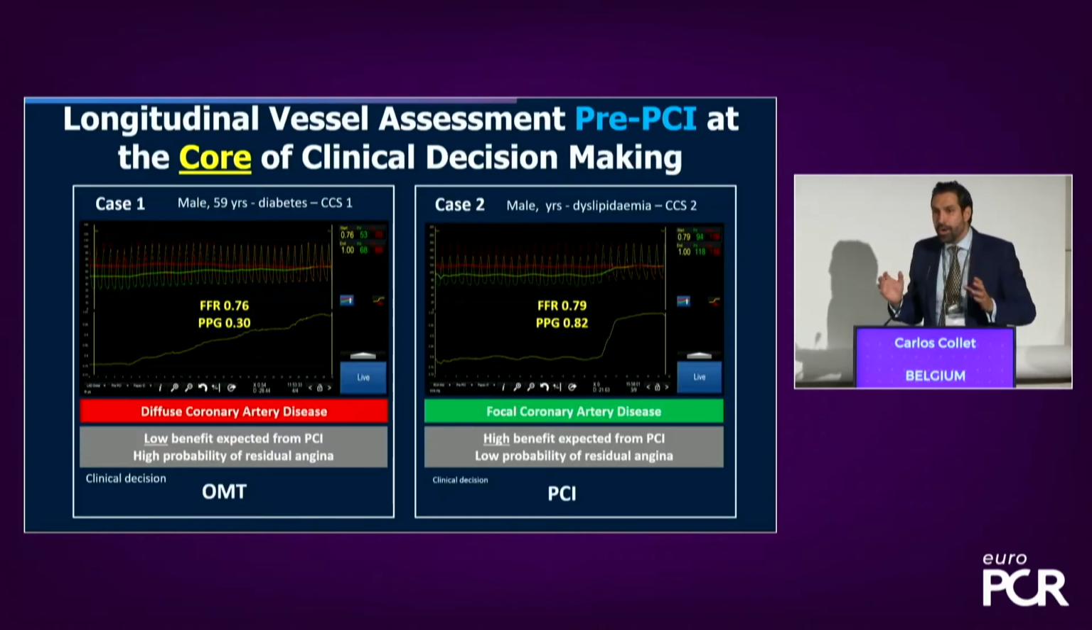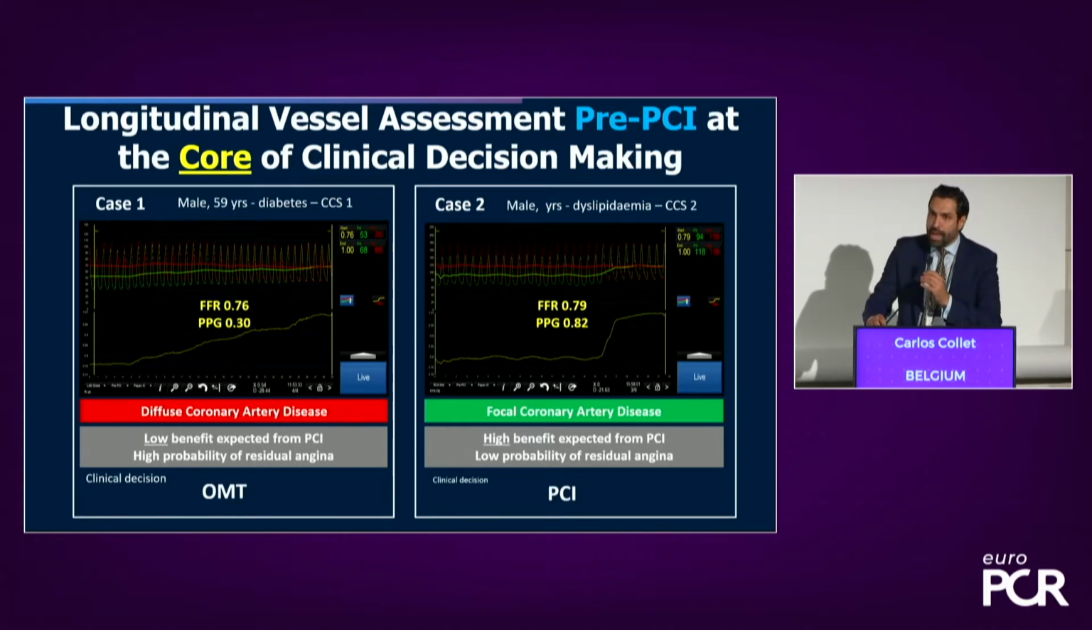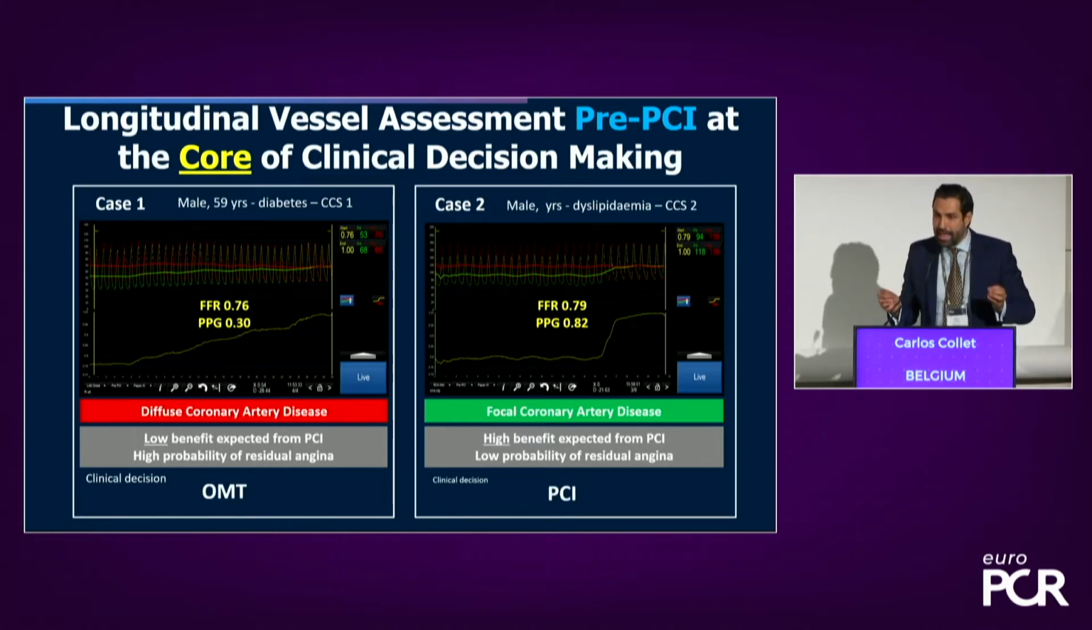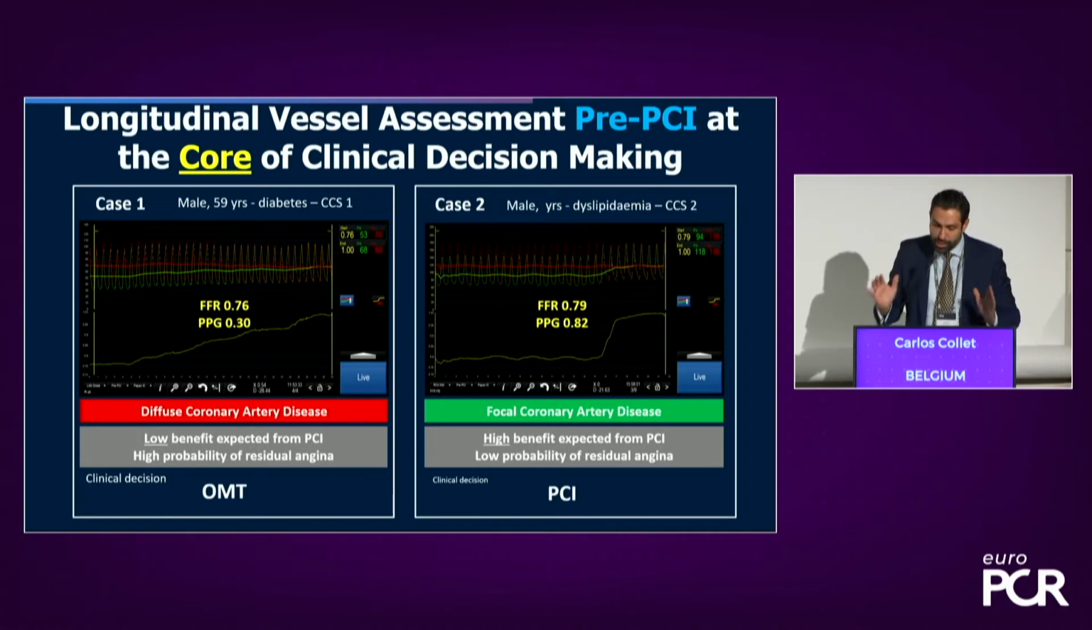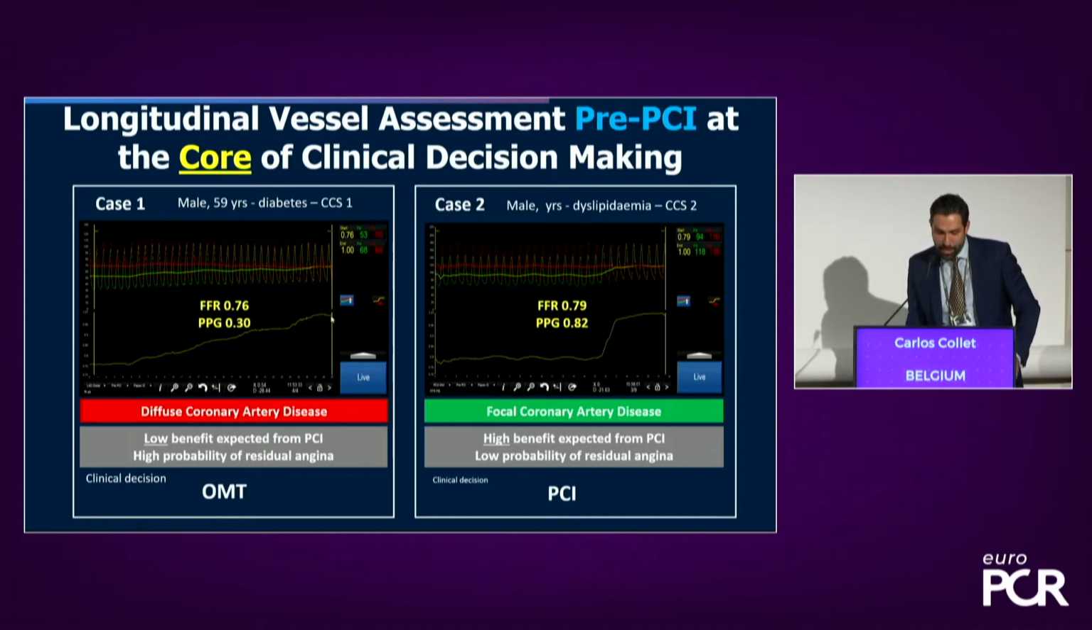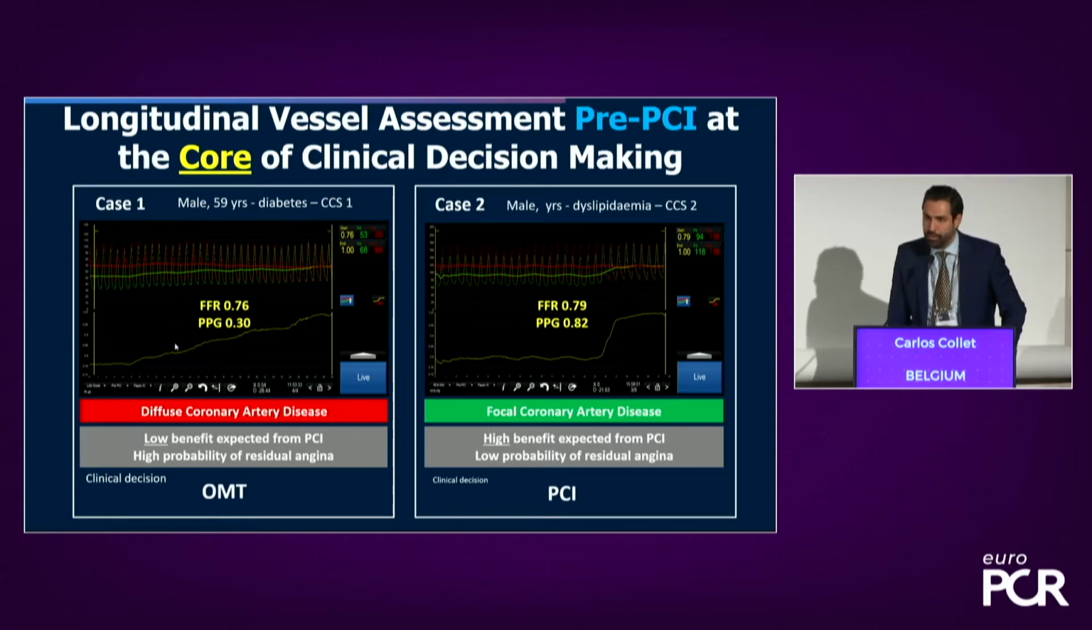And where we are today, I don't think that we have any question anymore when you look at pre-PCI pullbacks. What you see on the screen are two different patients. The patient on the left has an FFR of 76, but when you look at the pullback curve, you see a diffuse pressure loss. This is a patient that will not benefit from PCI.